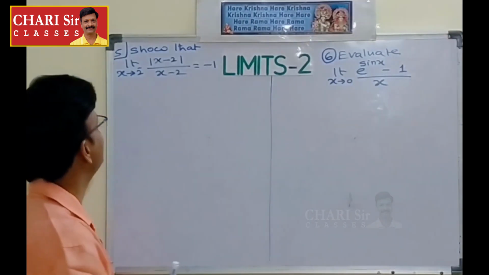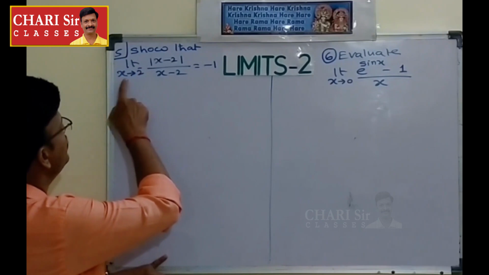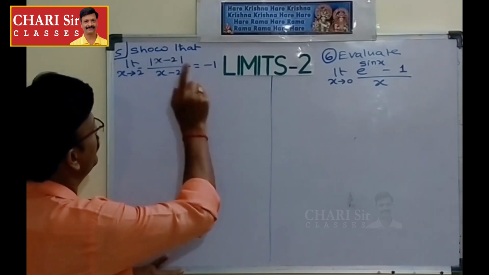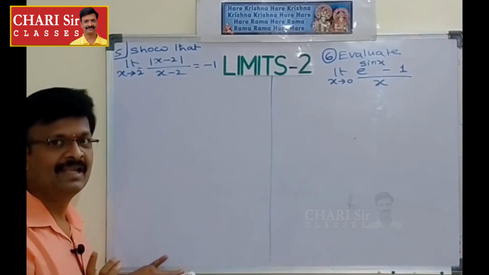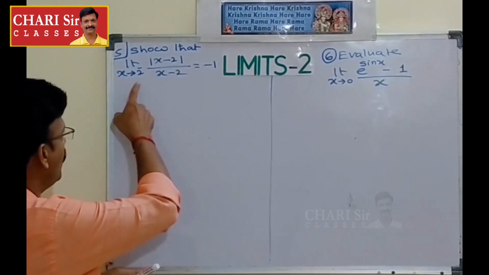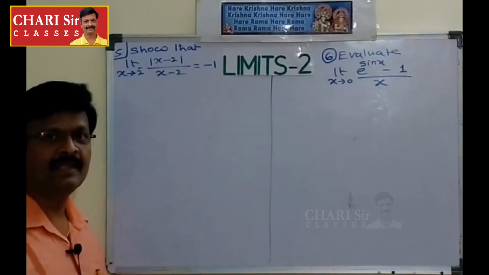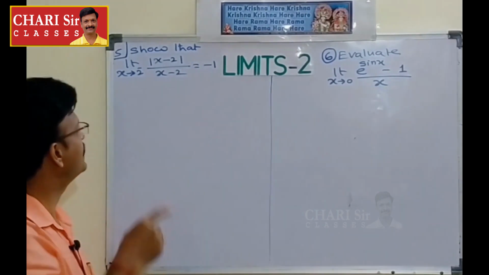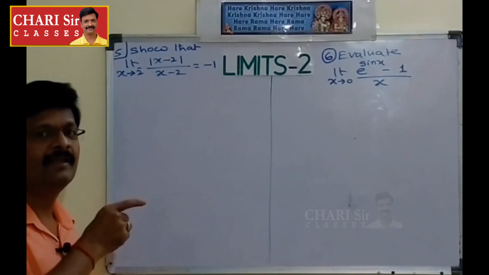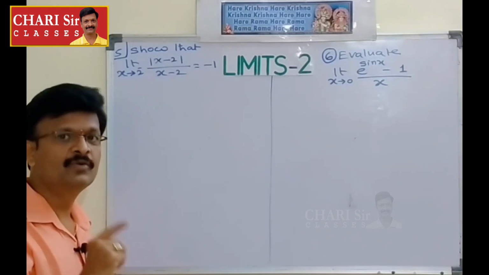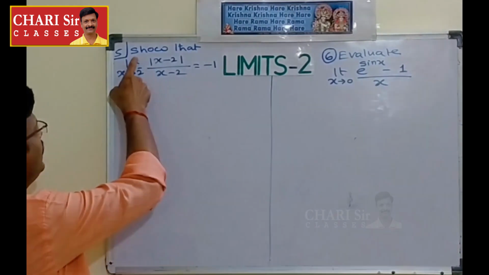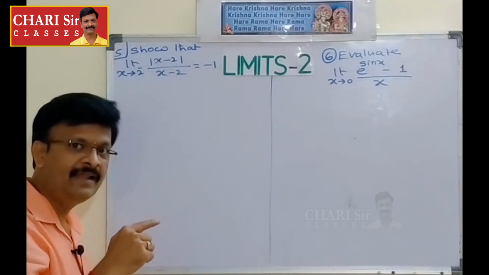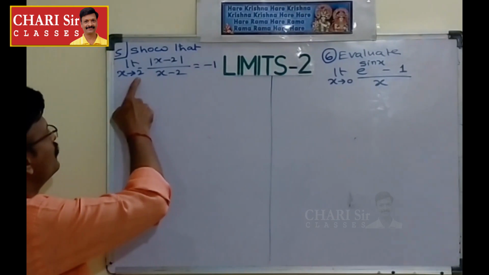Question number 5, it is given that show that limit x tends to 2 minus of modulus of (x minus 2) by (x minus 2) is equal to minus 1. This is the modulus function. And also this is not complete limit. Here they are asking only limit x tends to 2 minus. When 2 minus means this is the left hand limit at the point 2. When x is tending to 2 from the left hand side, we write limit x tends to 2 minus. If x is tending to 2 from the right hand side, then we write limit x tends to 2 plus.